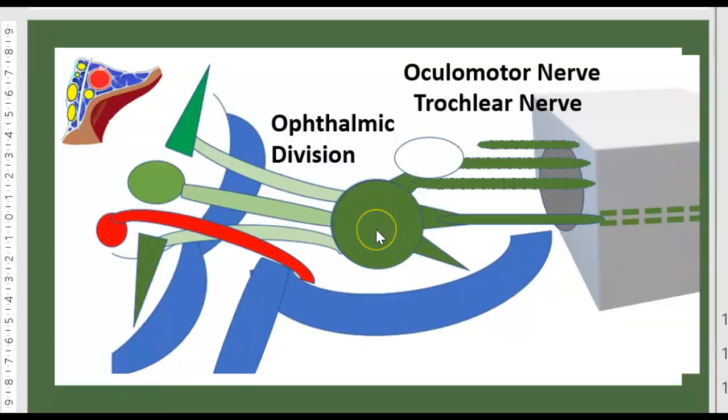The maxillary nerve takes origin from the trigeminal ganglion and moves forward in the lateral wall of the cavernous sinus. Above it is the ophthalmic division. Then it will leave the middle cranial fossa through the foramen rotundum, a communication between the middle cranial fossa and the pterygopalatine fossa.